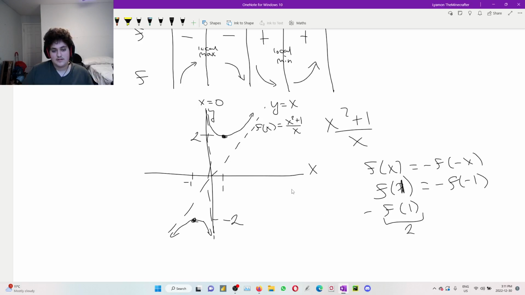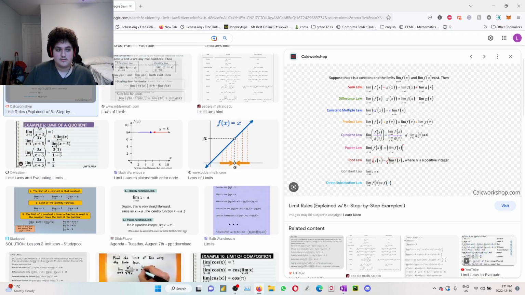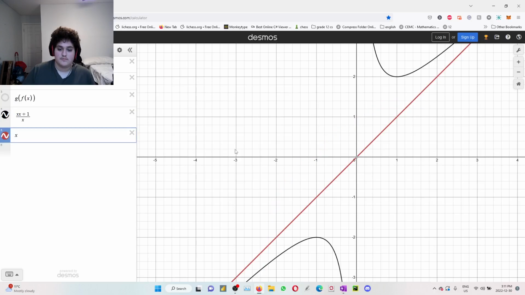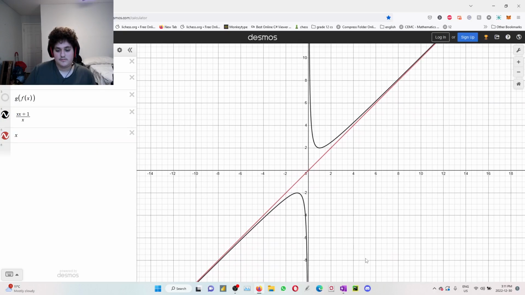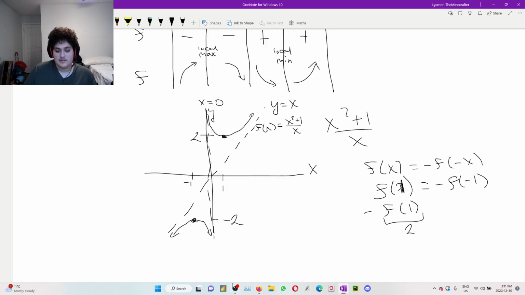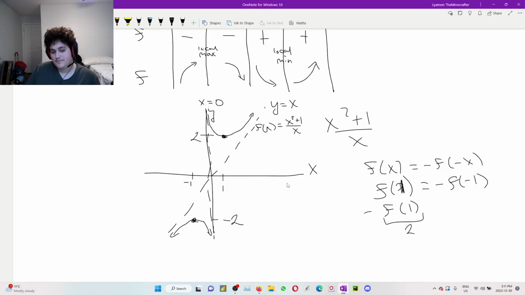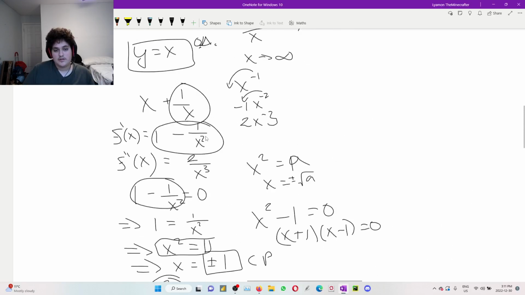So that is the curve sketch. Can confirm it's right here. Looks pretty good. We can see that our points here are right: 1, 2, -1, -2. Cool. If you want, we can label them. Doesn't really matter. And so that's curve sketching.